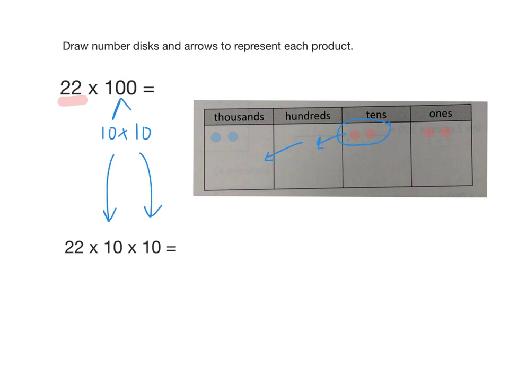Good. And then my ones, these ones are going to times 10 and times 10. So they're going to end up in the, good. So I'm going to end up with 2,000s, 200s. How many tens do I have left? 0. And how many ones do I have left? 0, because they shifted by 2 spots, right? So 22 times 10 is equal to 2,200.